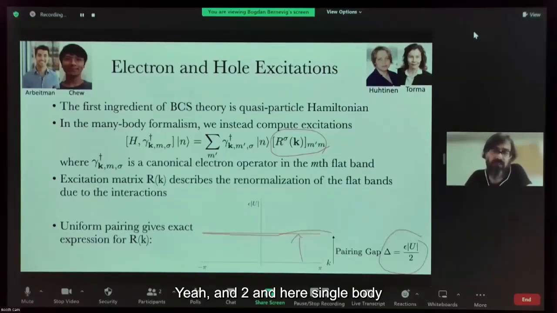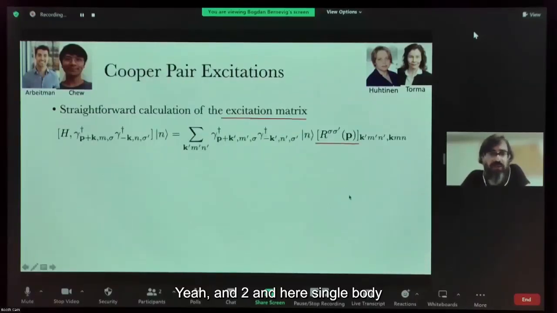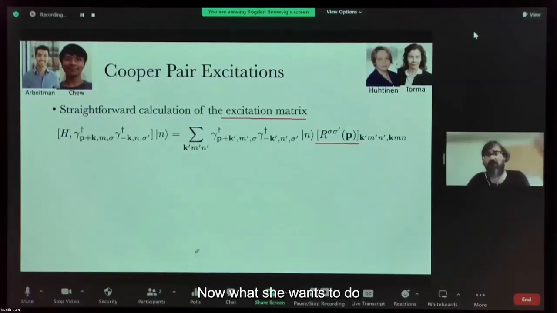Okay, so we have a single particle, this is the PDG quasi-particle gap. Now, of course, what you want to do is go and see the charge 2 excitation. The reason we want to see the charge 2 excitation is because that's going to give you the Cooper pair.